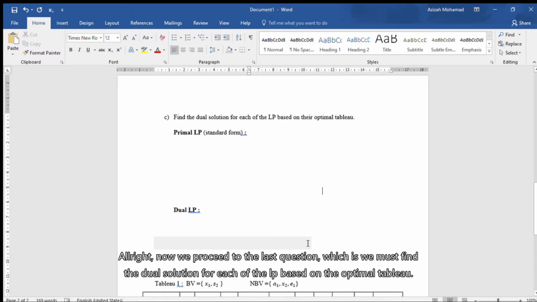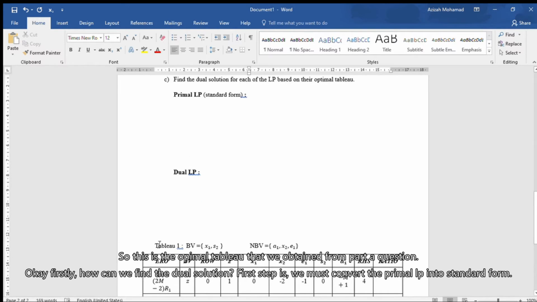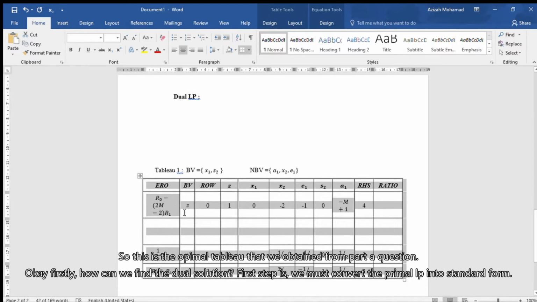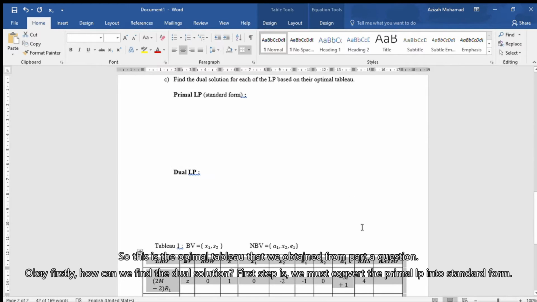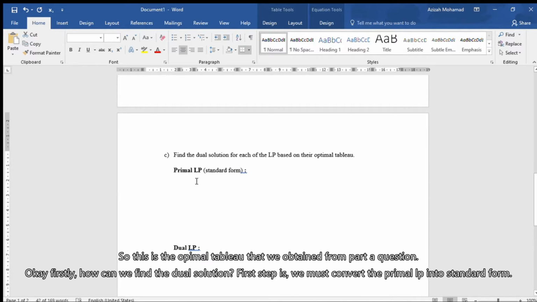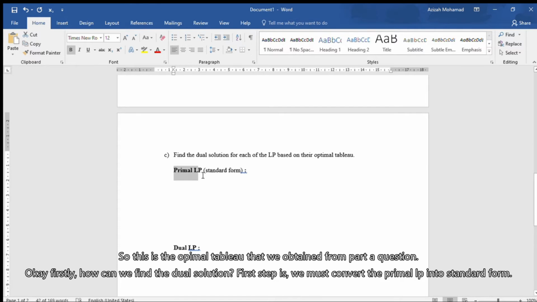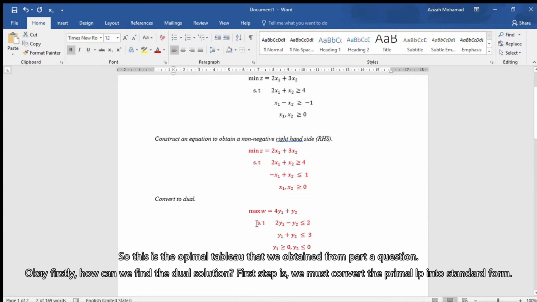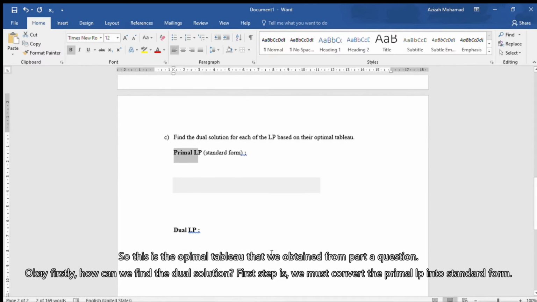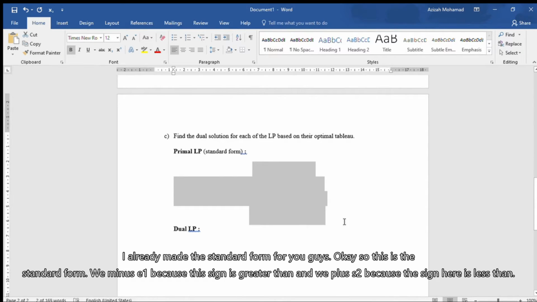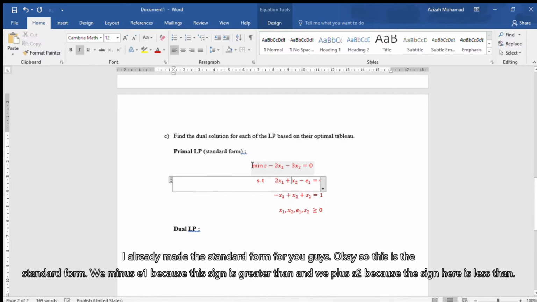Alright, so now we proceed to the last question, which is we must find the dual solution for each of the LP based on their optimal tableau. So this is the optimal tableau that we obtained from the part A question. Firstly, how can we find the dual solution? The first step is we must convert the primal LP, which is this one, into the standard form. I already made the standard form for you guys. Okay, this is the standard form.